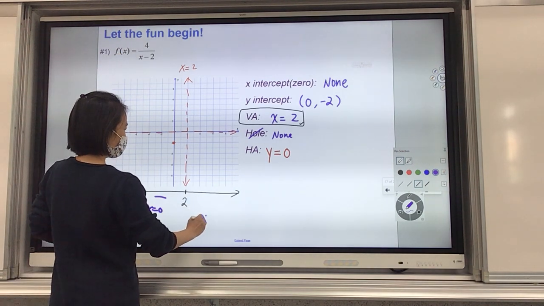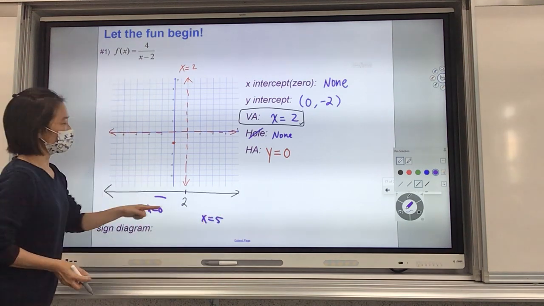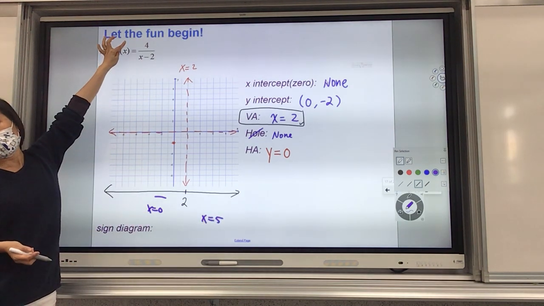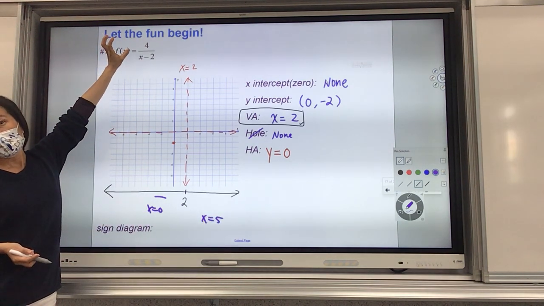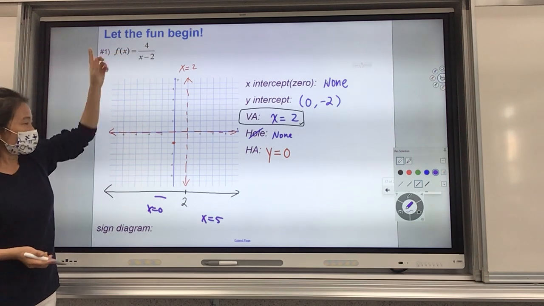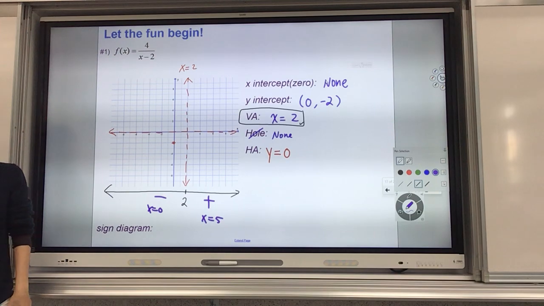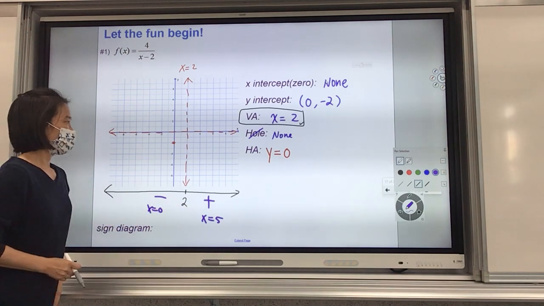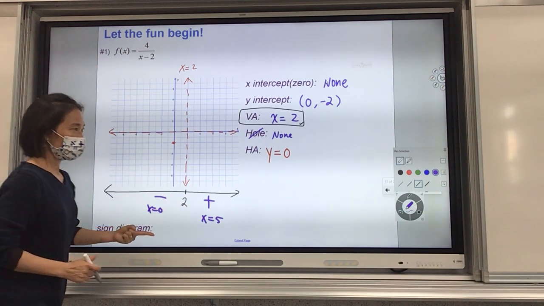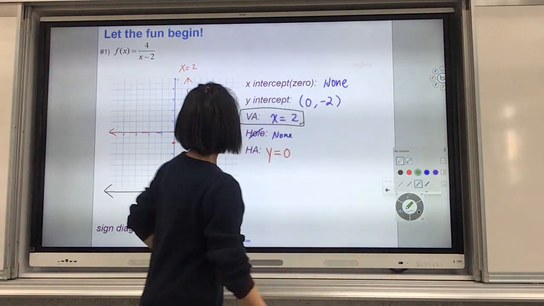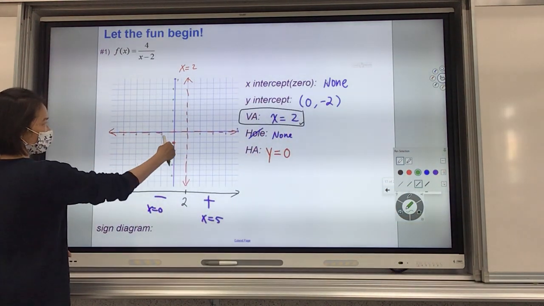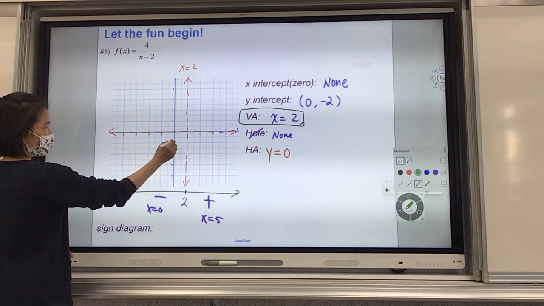Okay, let's check x equals 5. Substitute that in. 4 over 5 minus 2, that's positive, isn't it? I don't need to know the value, I just need to know the sign. That's very helpful, right? Now this interval is negative, and I have to pass through that point.